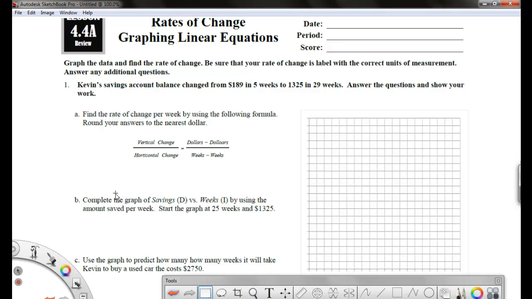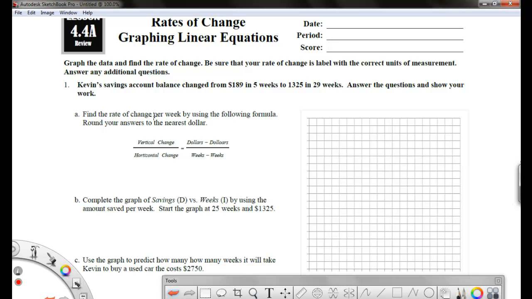This is over 4.4a, so it's over graphing linear equations and also graphing linear rates of change. We haven't done this first page. It has to do with the graphs where we have a diagonal line that goes from this corner to this corner, and then we figure out how much money something is changing per week, and then there's a couple of additional questions asked a little bit later. So let's go ahead and get started.